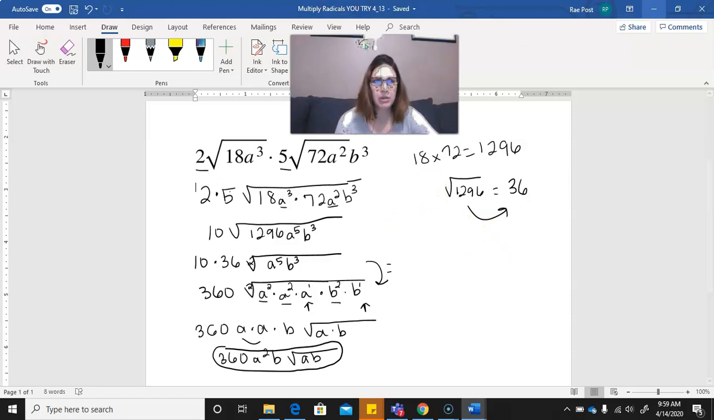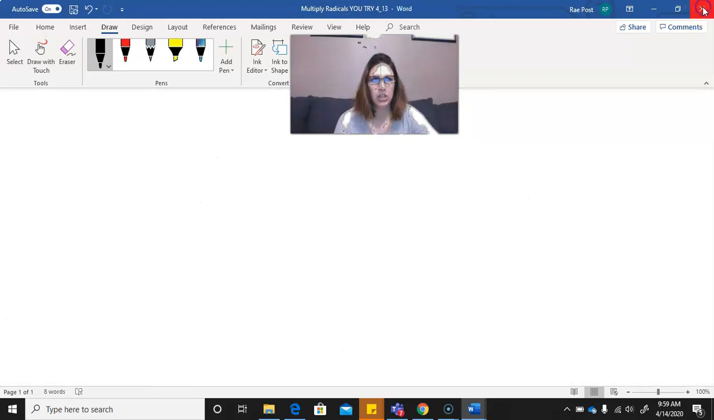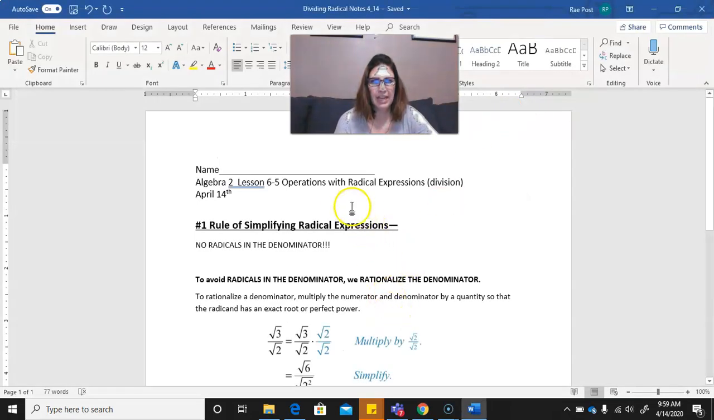So I'm going to go ahead and go over your notes for today. I told you that we were going to work on dividing these radicals. So the number one rule, there's a bunch of rules, but the number one rule is to remember that there are no radicals in the denominator. Okay, so you guys are looking at this stuff right here.